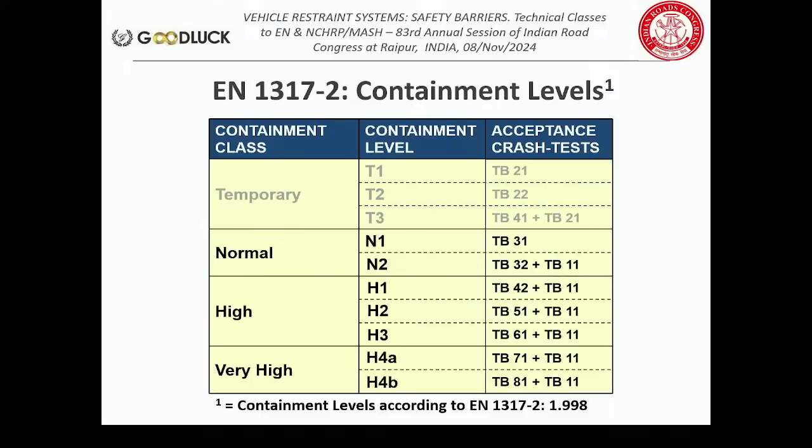What kind of containment levels are available as per EN 1317? It could be N1. N1 would be the containment level for a barrier which has passed the crash test TB31. N2 would be TB32 plus TB11, which has performed well under these two crash tests. When we go from normal to a higher containment level, the barrier has passed the crash tests TB61 and TB11.